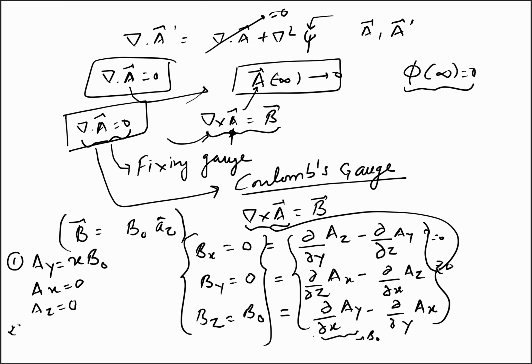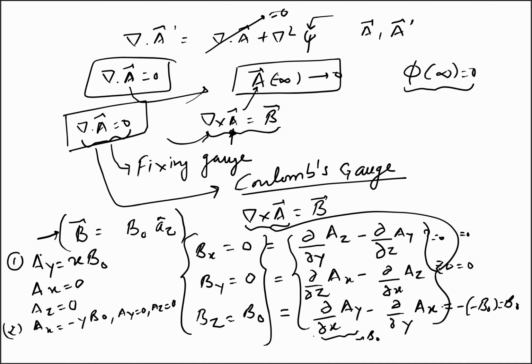The second choice will be Ax is equal to minus y B naught, Ay is equal to 0, and Az is equal to 0. If I put this value in, we will find that this again is equal to 0, this again is equal to 0, and this will be 0. However, this will not be 0, it will be equal to minus of minus B naught, which is B naught. So you see, these two different vector potentials will give us the same field.